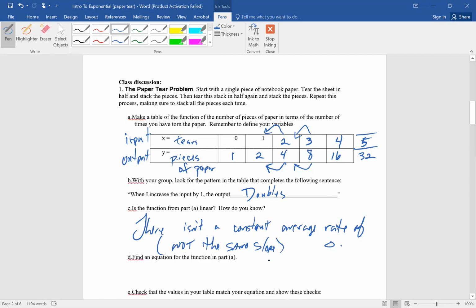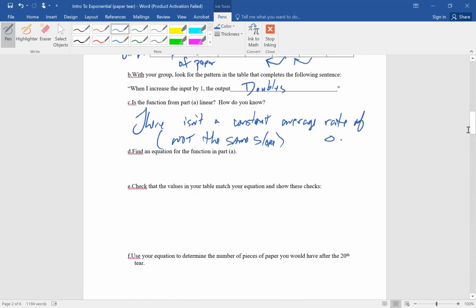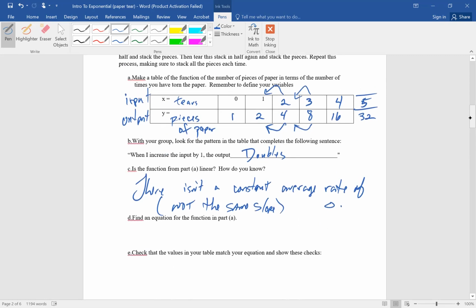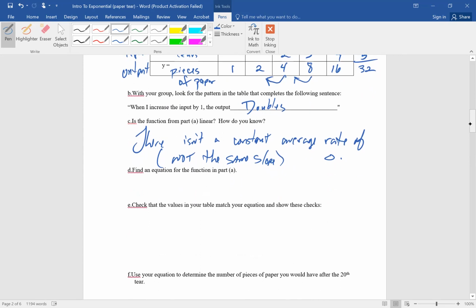Okay, so if it's not linear, I'll tell you right now it's not quadratic. So the question is, find an equation for the function in part A, such that every time you tear it, the output, the number of pieces you have, doubles. Go ahead, pause the video, and when you come back, I'll tell you the answer.